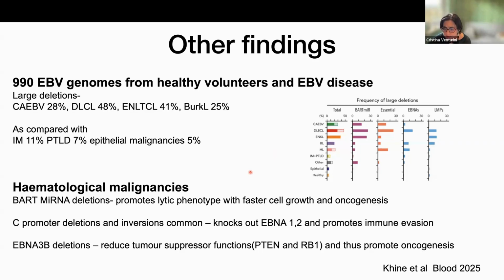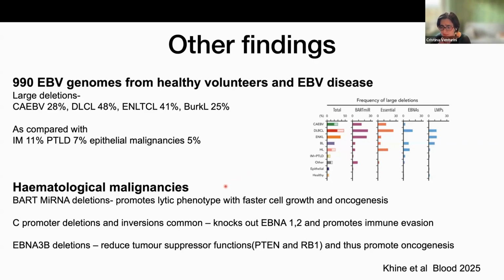For the BART microRNA deletions, we think that this can promote the lytic phenotype, and this will create faster cell growth and oncogenesis. And there are some mouse models that show that deleting the BART microRNA gives bigger tumors.